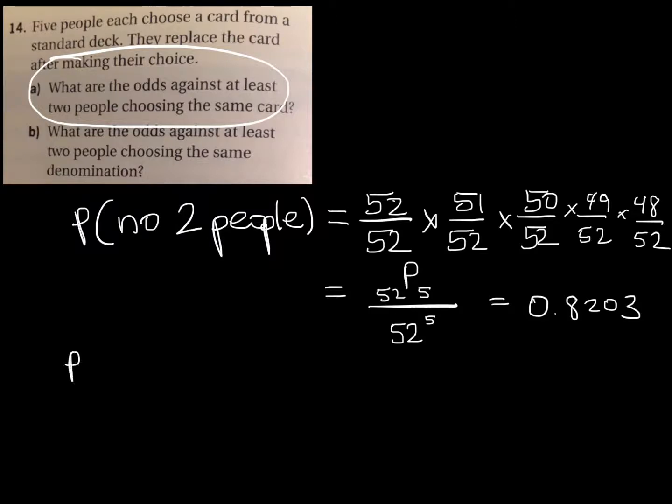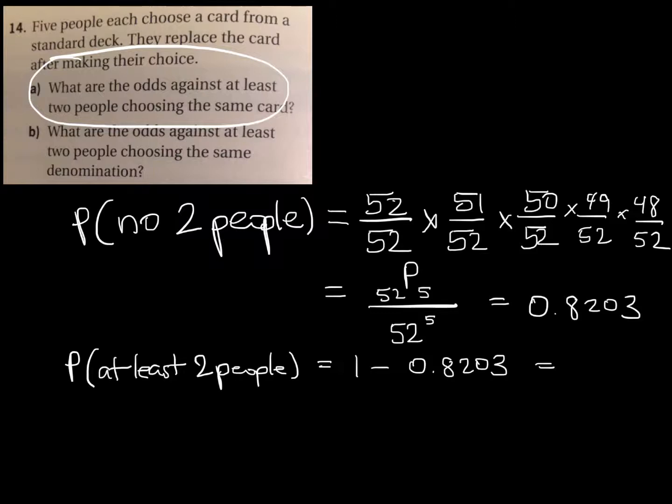So really the probability of at least two people is just the complement of no two people. So it's 1 minus 0.8203. And that's 0.1797. All right, and now we're talking about odds against.